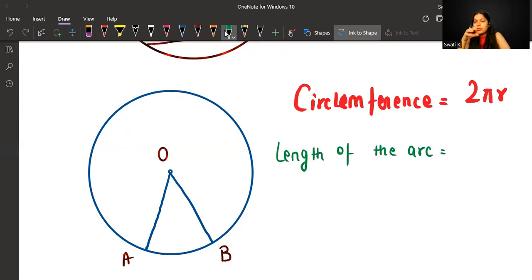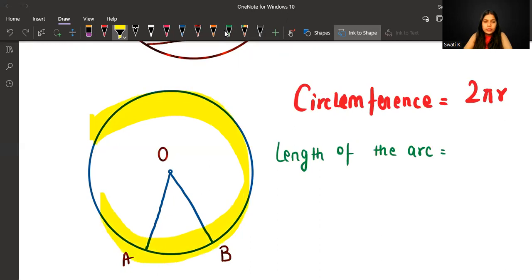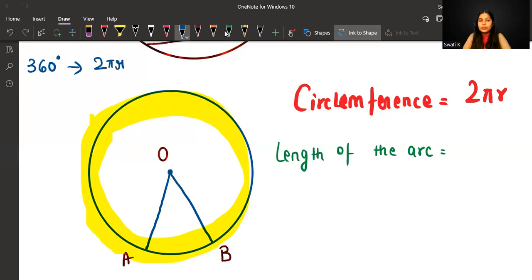Now, when I'm talking about the circumference of a circle, I'm talking about the entire circle, right? That means I'm talking about this part. When I'm taking a complete round, what is the angle made at the center of the circle? That is 360 degrees. Now, when I'm taking 360 degrees, I'm getting the circumference as 2 pi r. Now, here I'm going to use the unitary method. What is the unitary method? To find the price or any value for 1. So, 360 degrees is 2 pi r. So, what is 1 degree? 2 pi r over 360.